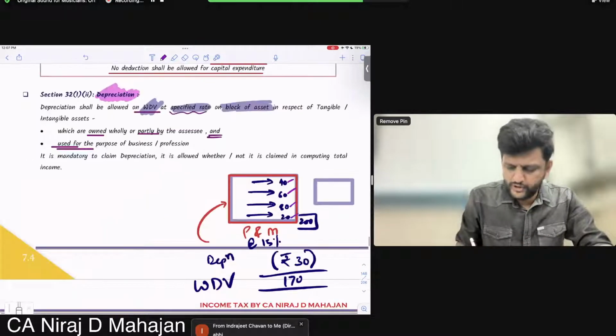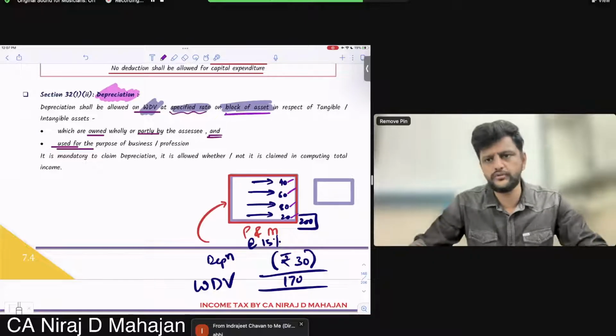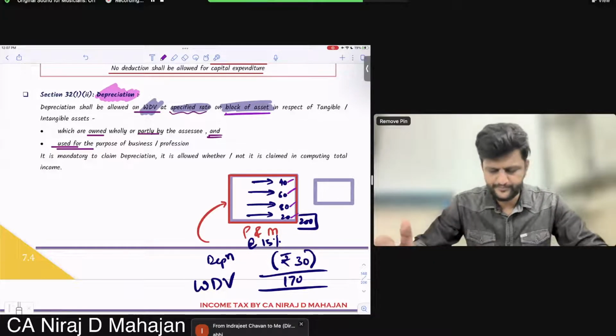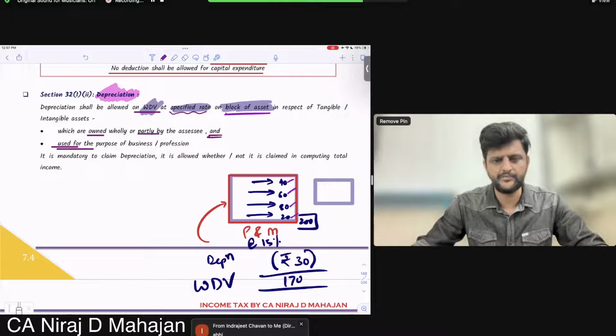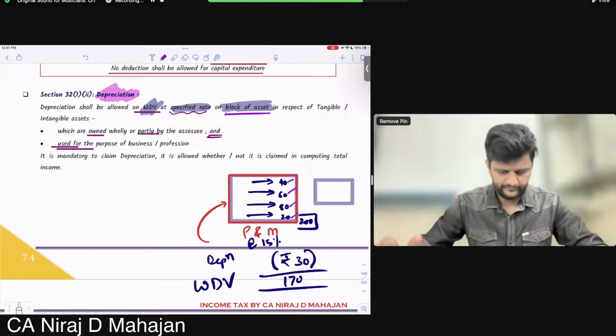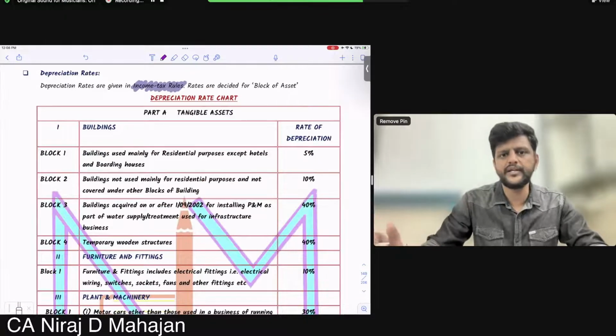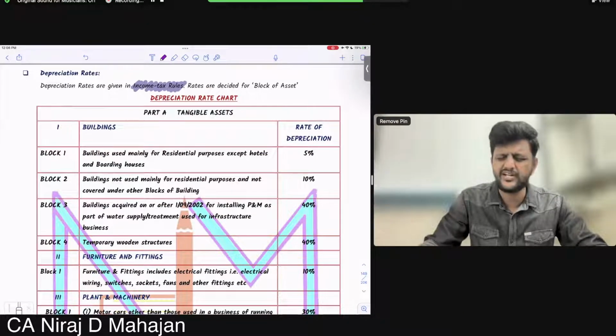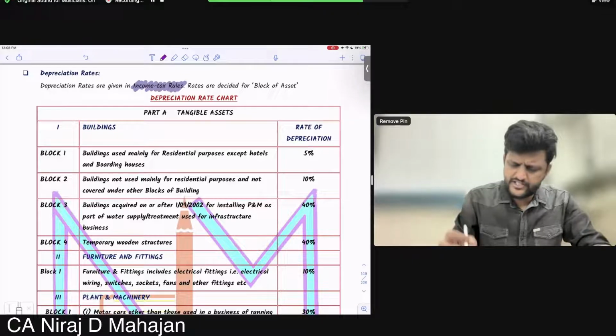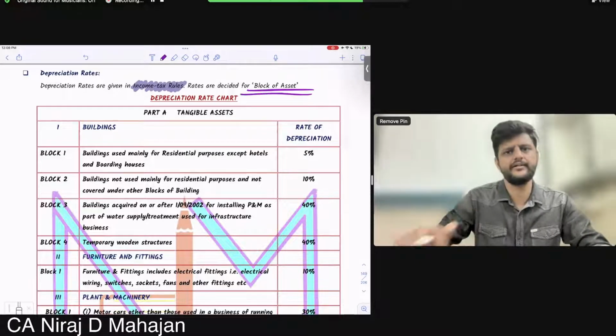So we depreciate the entire block, understood? Accumulated, either in respect of tangible or intangible assets. So depreciation rates, where are they given? Rates are not given in the section, they are given in rules. And rates are decided for the block of asset. Did you understand now?